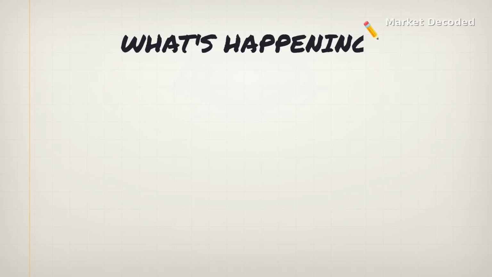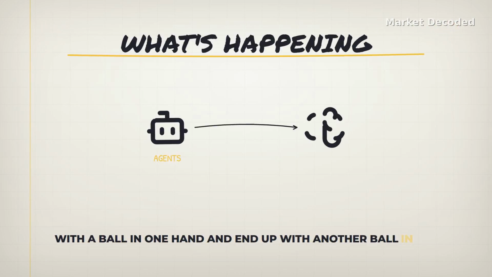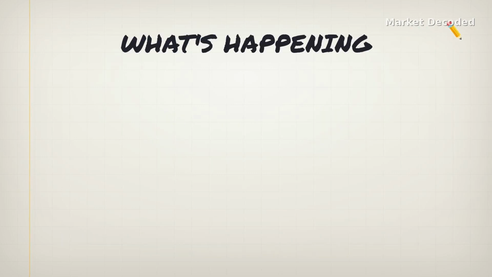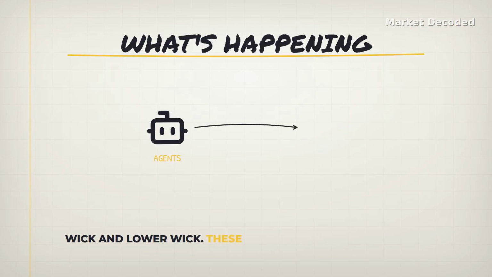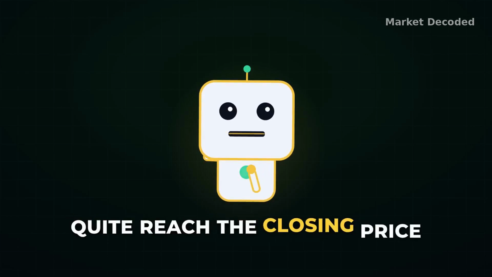Imagine you start with a ball in one hand and end up with another ball in the other hand. Those are your opening and closing prices. And then on both sides of this body, we have our upper wick and lower wick. These wicks are like the flame and part of the wick that extends beyond the main body. The upper wick shows us how high the price went during that day, but didn't quite reach the closing price.